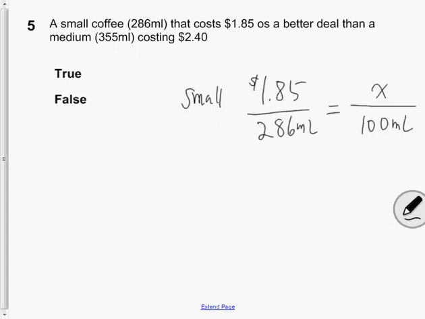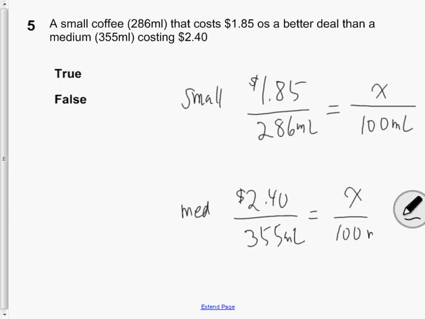So I'm going to do both of these different ways. I'm going to do the small one way, and I'm going to do the medium a different way. So I'm going to do it for $2.40 for 355 mils equals x over 100. For the first one, I'm going to solve by division.